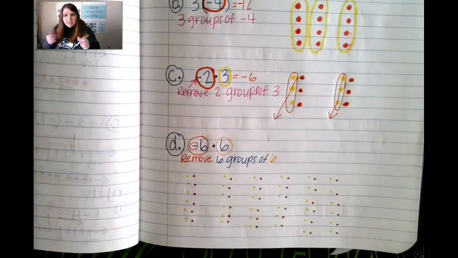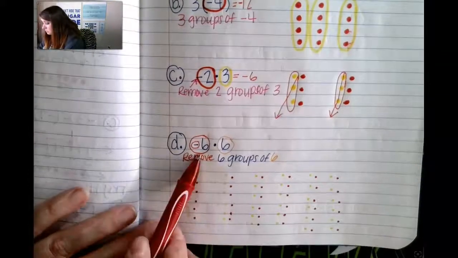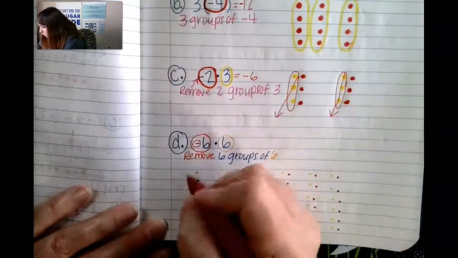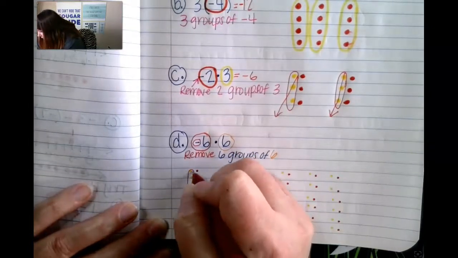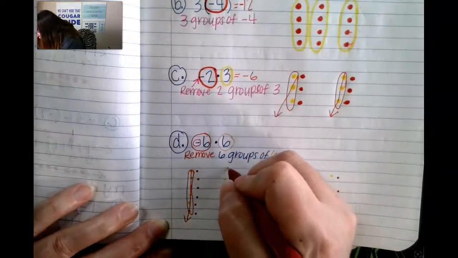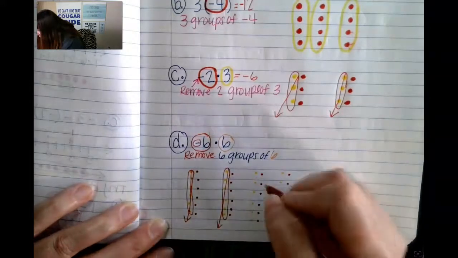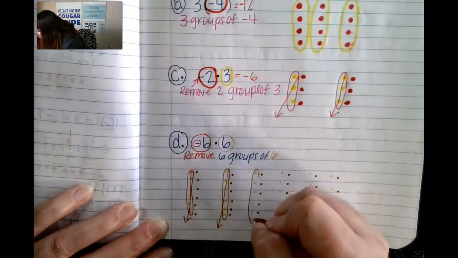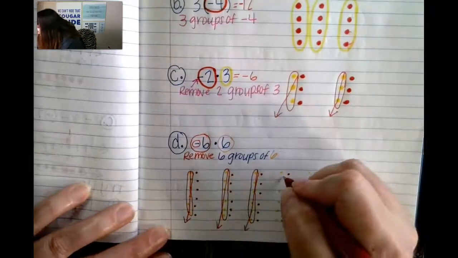So now I can remove 6 groups of positive 6. So let's go ahead and get rid of my 6 groups of positive 6. So remove is red, so I'm going to remove 6 groups of positive 6. Here's all my positive 6 right here. Here's one group, gone. Here's another group of positive 6, gone. Here's another group, woo, of positive 6. We're just clearing them out, gone.